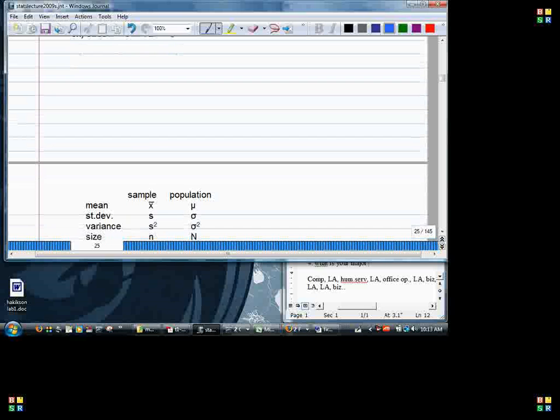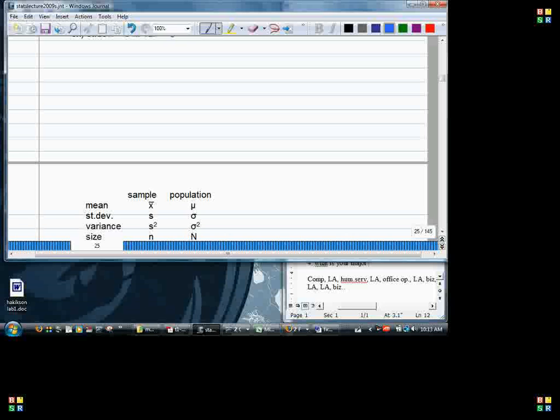Next, what about the size? So the size of a sample is called little n. The size of the population is called big N. Lowercase n and big N. Regular English letters. Okay.